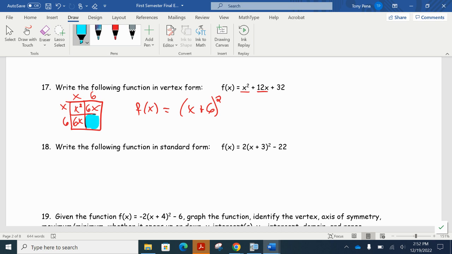The constant we get right here in this square would be 36. We need it to be 32. So we just adjust by subtracting whatever constant we got here, the 36, from the 32. So we would need to decrease that by 4. That is vertex form. We now know, if the question was asked, our vertex is (-6, -4).